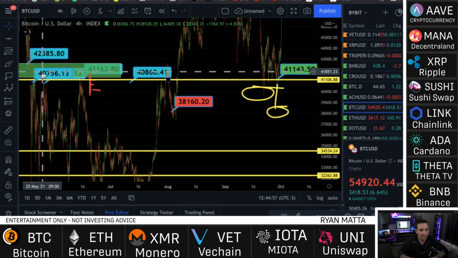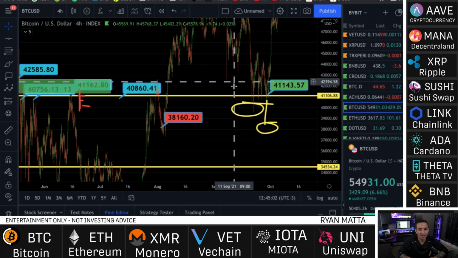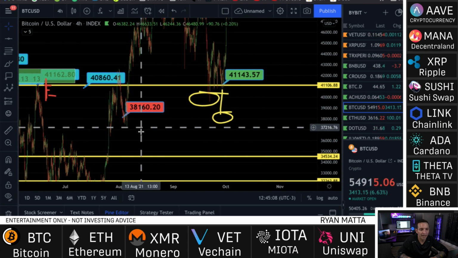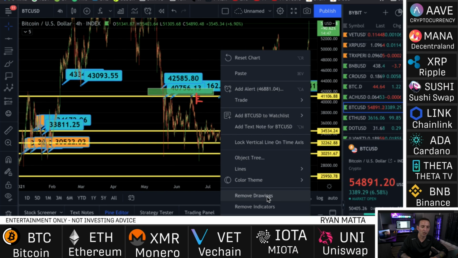Why? Because this resistance over here that acted like such big resistance, once we broke through it, that support should have held, and it did hold. I mean, really, really great. So that's how you find key support levels. Now, if we want to talk about trends, trends are a little bit harder to explain.